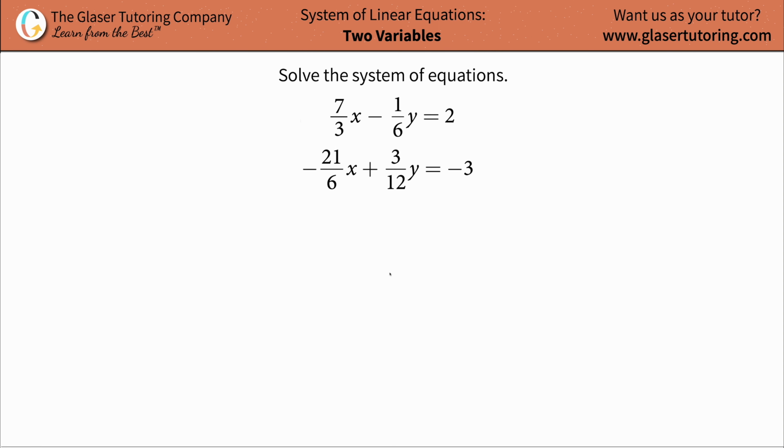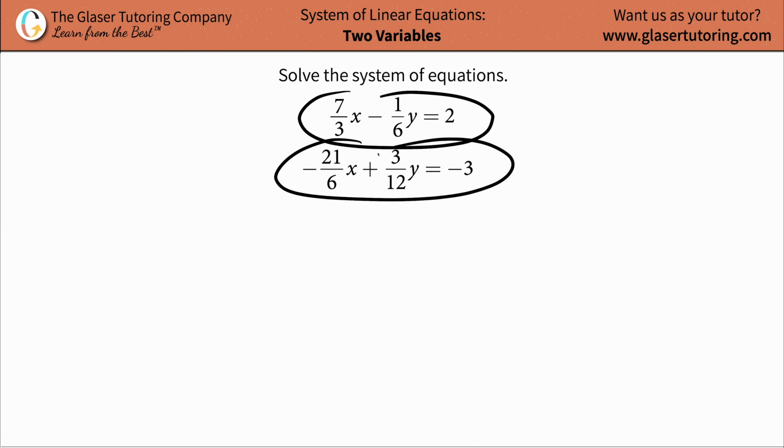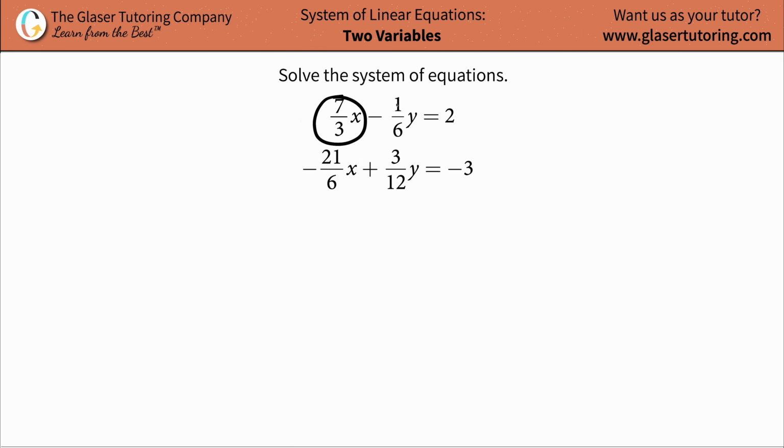We're going to get back to business by solving these wonderful systems of equations. We have two equations here. We have 7 over 3 x minus 1 over 6 y equals 2. And then we have negative 21 over 6 x plus 3 over 12 y equals negative 3. And somehow we have to take these two equations and solve them.